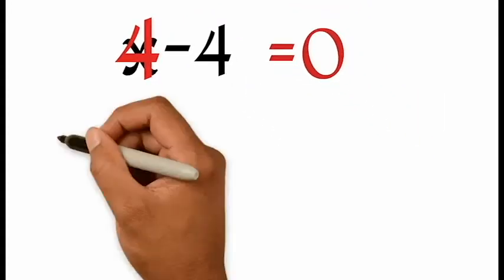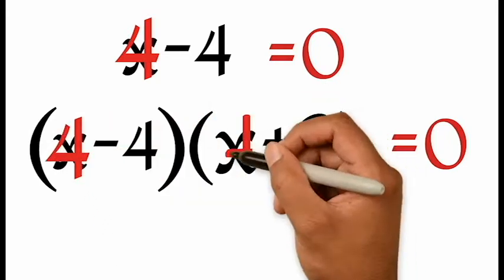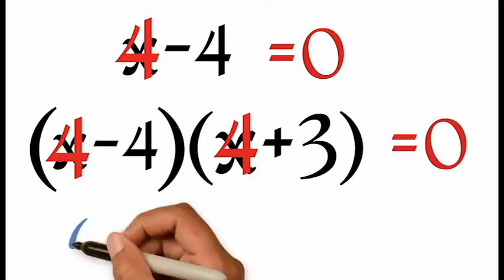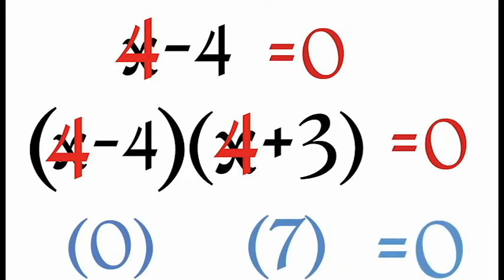Let's add another piece. Now what number will you choose? Remember, whatever number you choose, you must replace both x. If 4 worked for x minus 4, then maybe 4 will work again, since we have another x minus 4 here. Here you see that 4 minus 4 is 0, 4 plus 3 is 7, then 0 multiplied by 7 is 0, so 4 does work. You know that 0 multiplied by any number is 0.